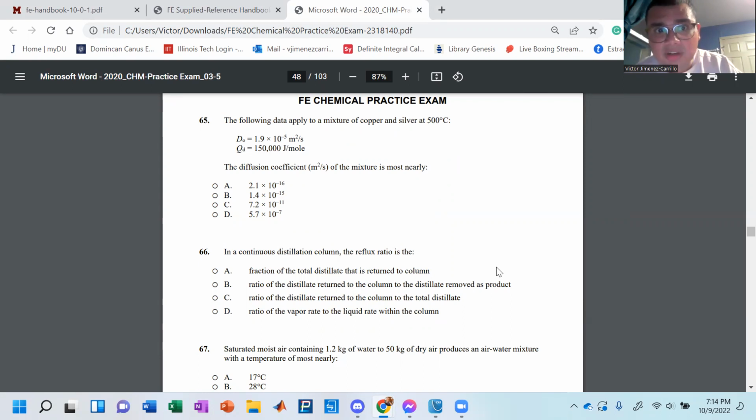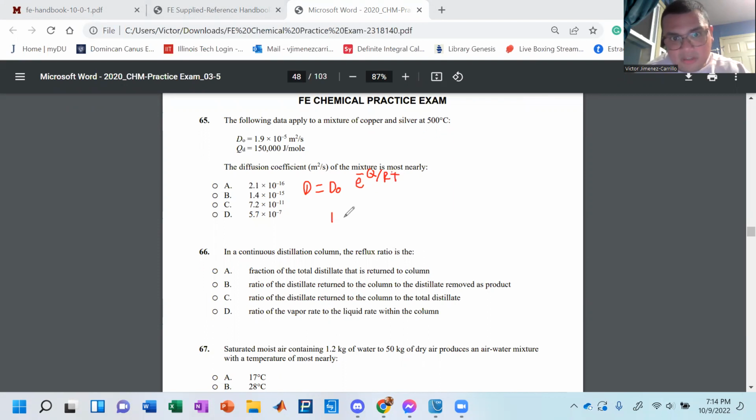D naught is 1.9 times 10 to the negative 5th. QD is 15,000 joule per meter. The diffusivity coefficient, meters squared per second, of the mixture is most nearly blank. Well, you'd be surprised, but if you go into your FE handbook solution manual, you can literally type in diffusivity coefficient and have an equation for it, which is D equals D naught e to the power of negative Q divided by RT. And we have everything we need.